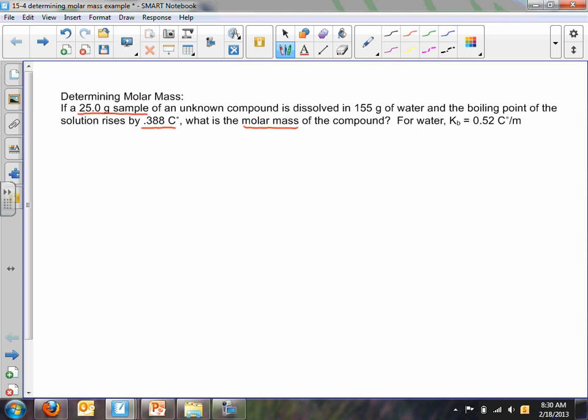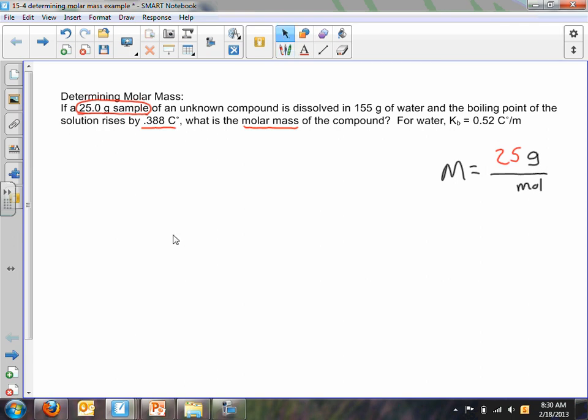Well, molar mass is simply the amount of grams we have per mole. Well, I know right here that I have 25 grams of it. So if I can figure out how many moles I have, I can divide and end up finding my molar mass. So, in this case, the information they give us is boiling point elevation. So I'm going to use this equation to solve for the number of moles, because moles is what I'm looking for.